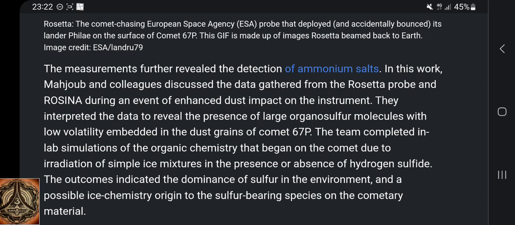The team completed in-lab simulations of the organic chemistry that began on the comet due to irradiation of simple ice mixtures in the presence or absence of hydrogen sulfide. I have been talking about hydrogen. I've been talking about sulfur. Now we are talking about hydrogen sulfide.